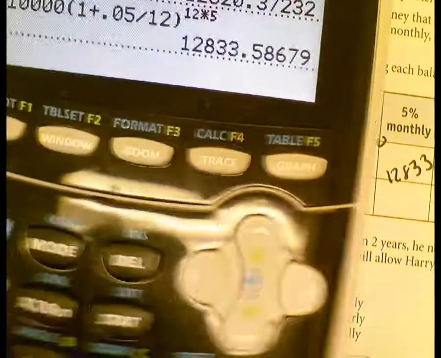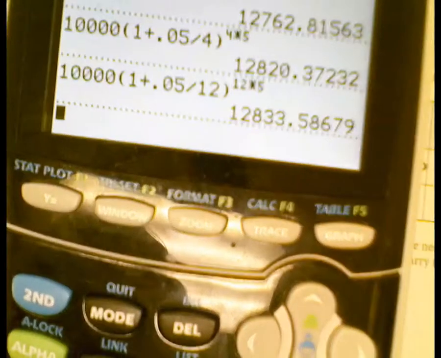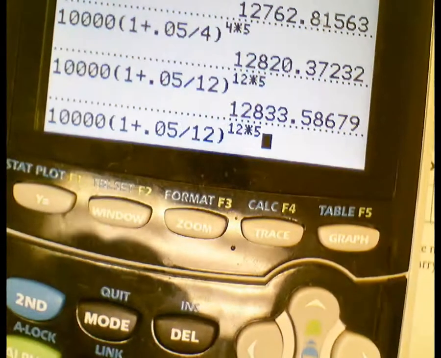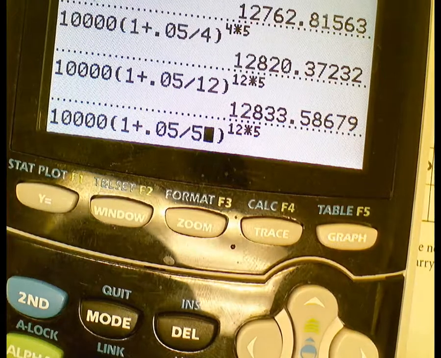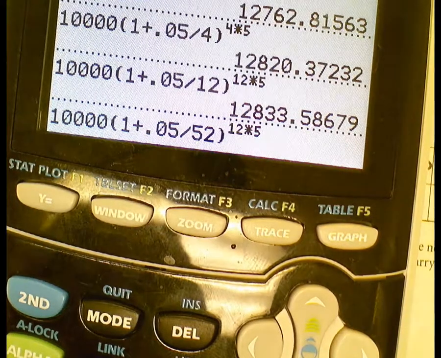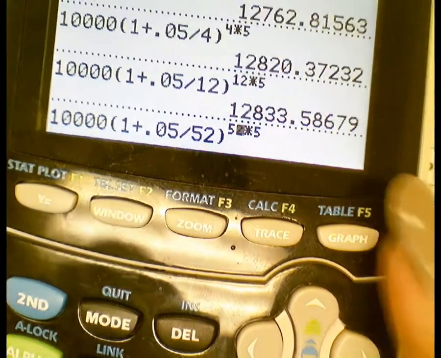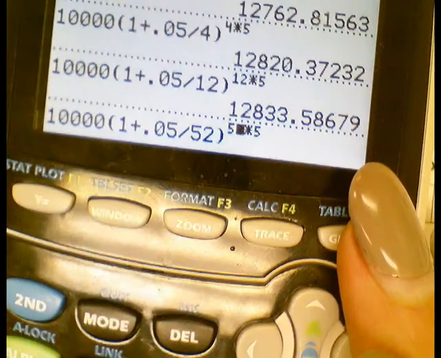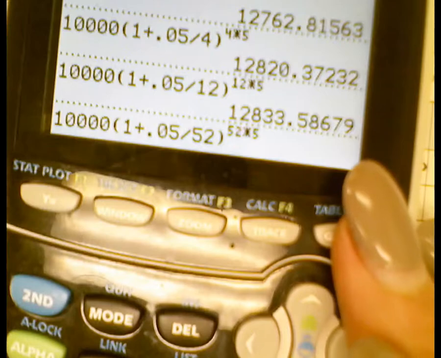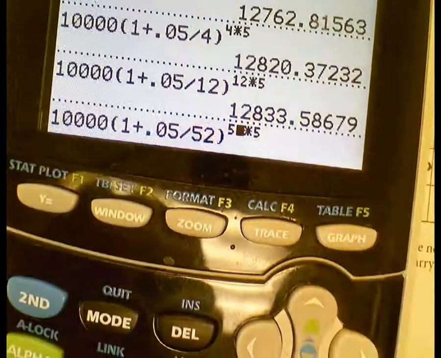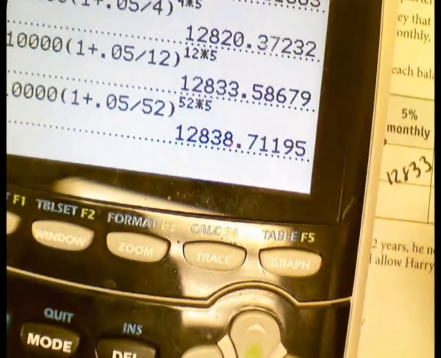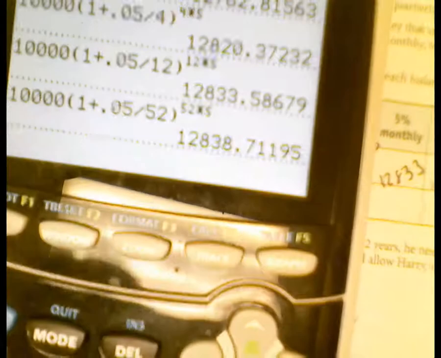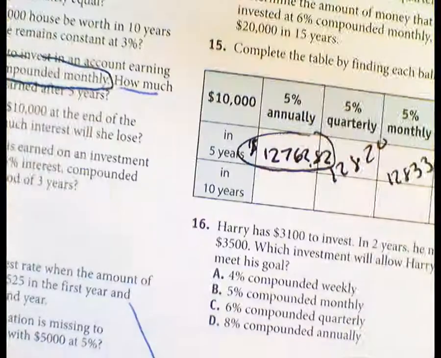And the last one is weekly. How many weeks are in a year? Press second enter to bring that back up. There are 52 weeks in a year. So I'm changing the 1 to a 5, and I'm changing the one up here to a 5. There's 52 weeks in a year, right? Or is it 26? I can't think. All right. So enter. So this one is $12,838. That's only $5 more. Okay. So all the answers should be close, but that's how you do it.